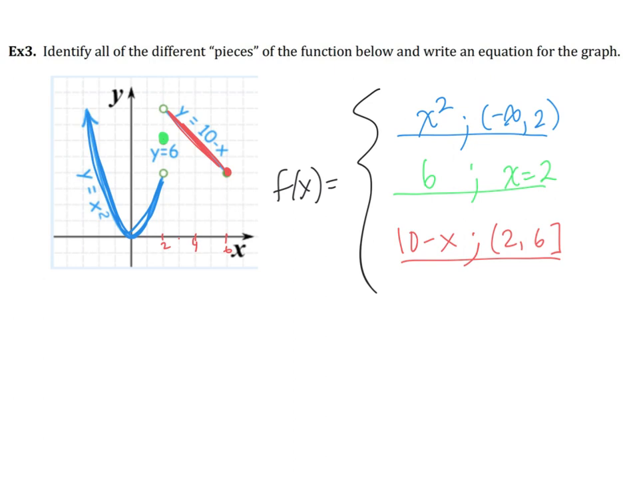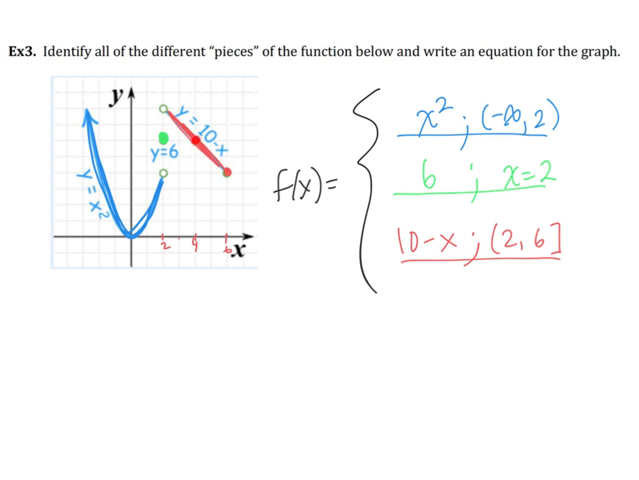All right, is this what you got? So for the parabola, the equation is y equals x squared, and so I put y equals x squared, but it's only for this portion of the domain. From -infinity to 2, it's an open circle, so we're excluding -infinity and we're excluding 2. Then I have just a point. The equation is y equals 6, but that's only when x equals 2. So when x is 2, y is 6, that's a point right there.